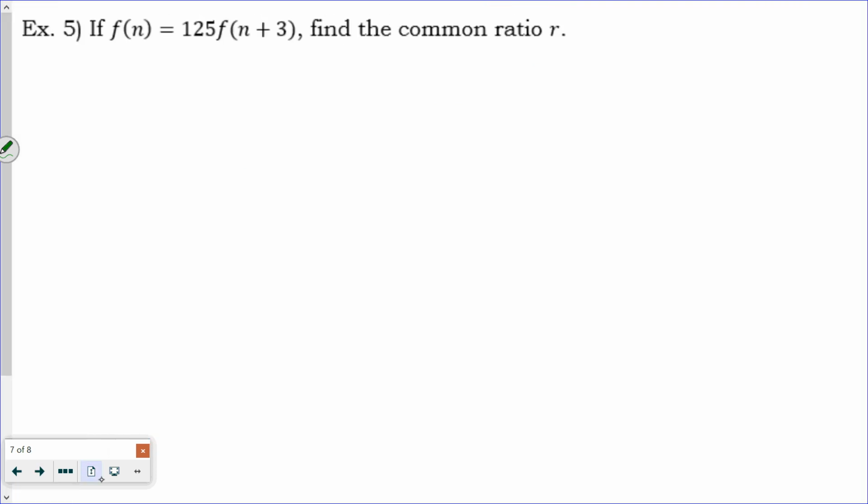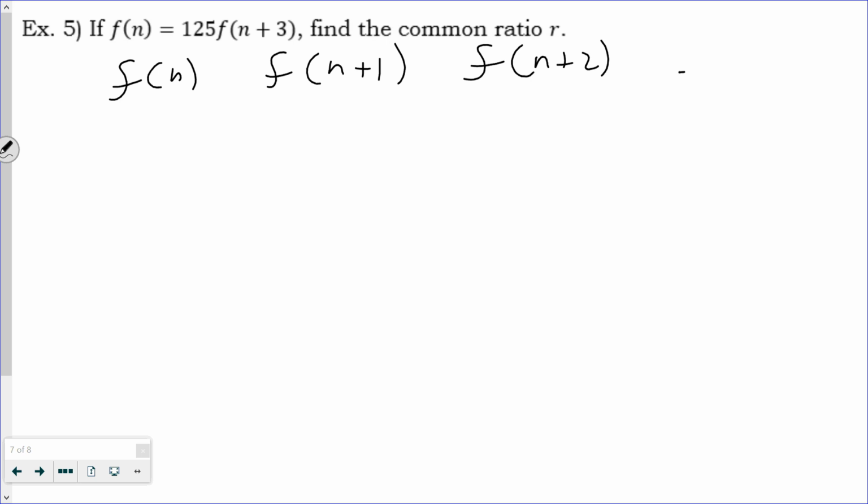All right. So here I'm told f of n equals 125 times f of n plus 3, and we're going to find the common ratio r. So I only want to find what r is going to be. Here we could just make another chart: f of n, f of n plus 1, f of n plus 2, and f of n plus 3.